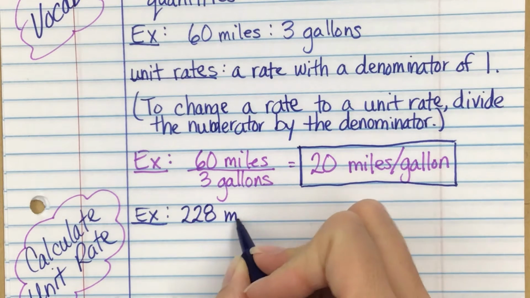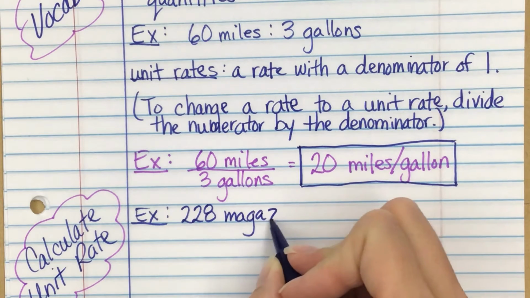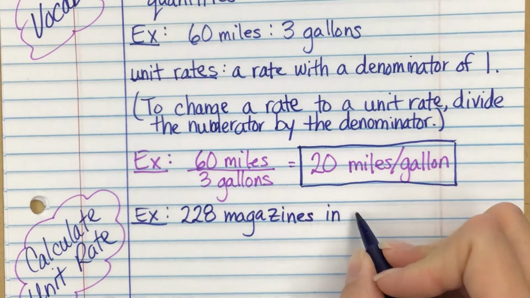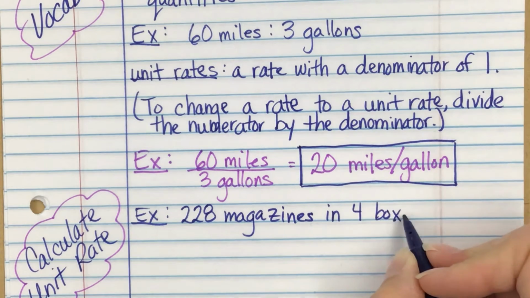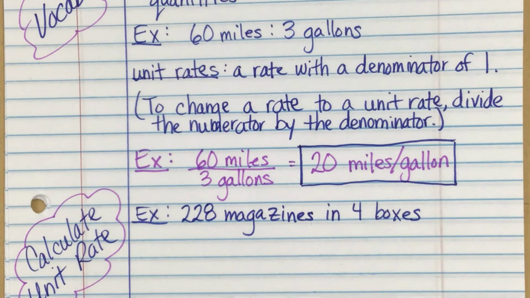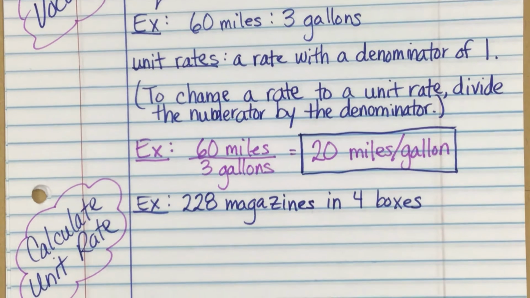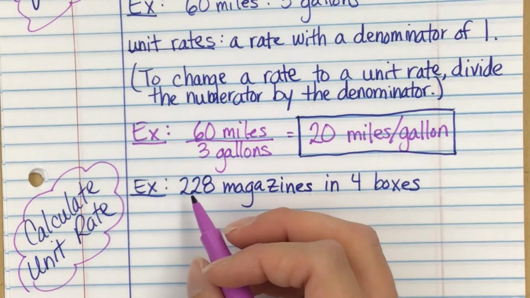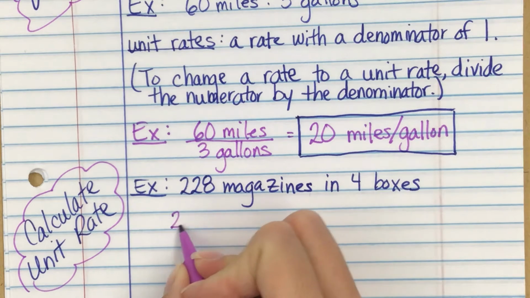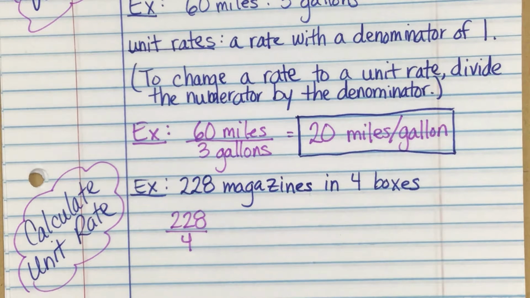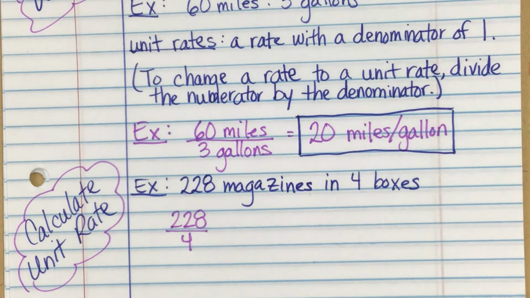228 magazines in 4 boxes. So what we're trying to figure out is how many magazines per box. So to find the unit rate, I'm going to put magazines over boxes. So I'm going to do 228 over 4. And I'm basically just going to divide this to find out how many magazines per box this would be.